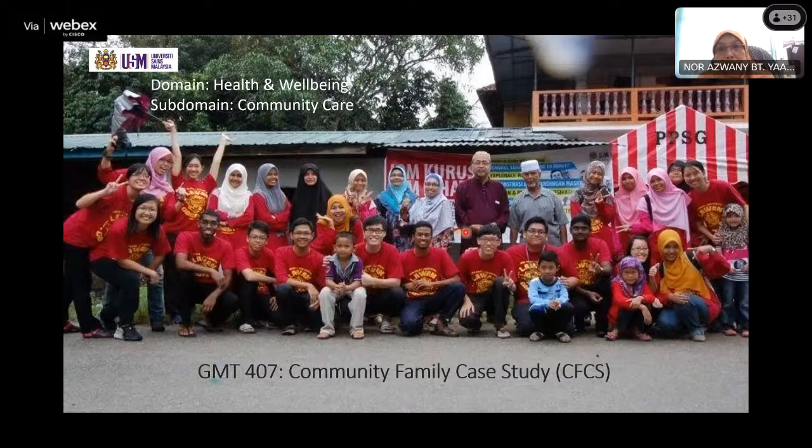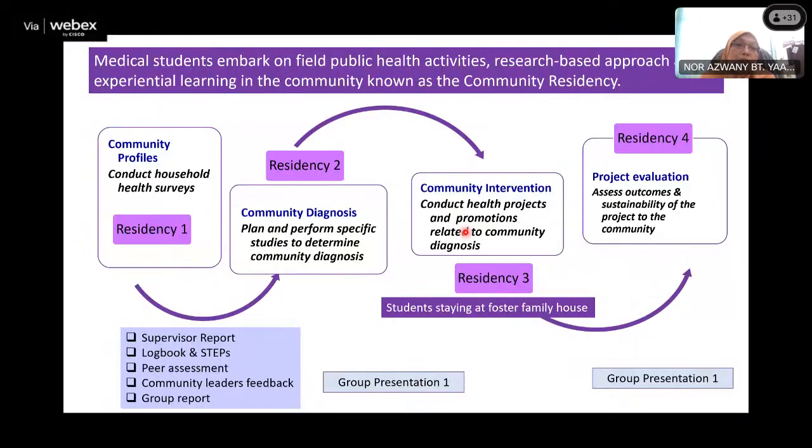So what is in CFCS is actually a medical student embark on field public health activities, research-based approach, and experiential learning in the community, known as the community residency. So what is community residency? In residency 1, they conduct household health surveys, and from here, they follow up with a plan and perform specific studies to determine the community diagnosis. From the community diagnosis, they then conduct health projects and promotions, and then afterwards they do evaluation to assess the outcomes and sustainability of the project.